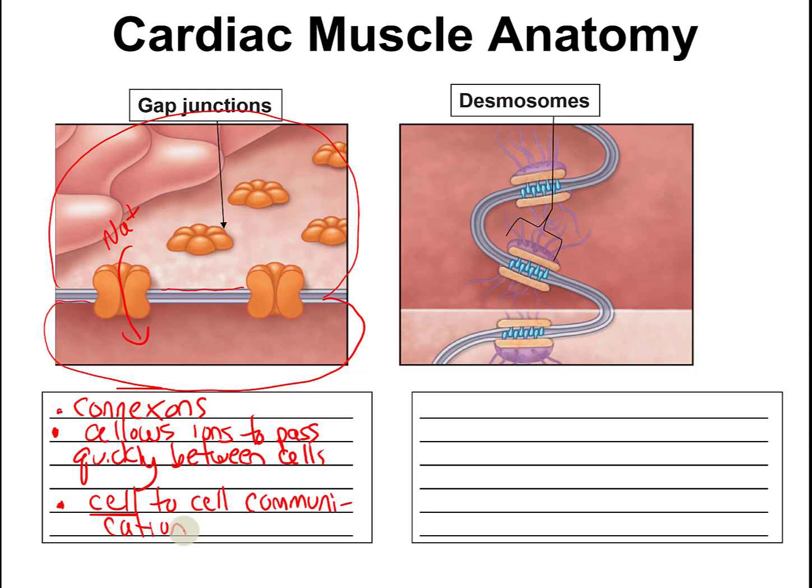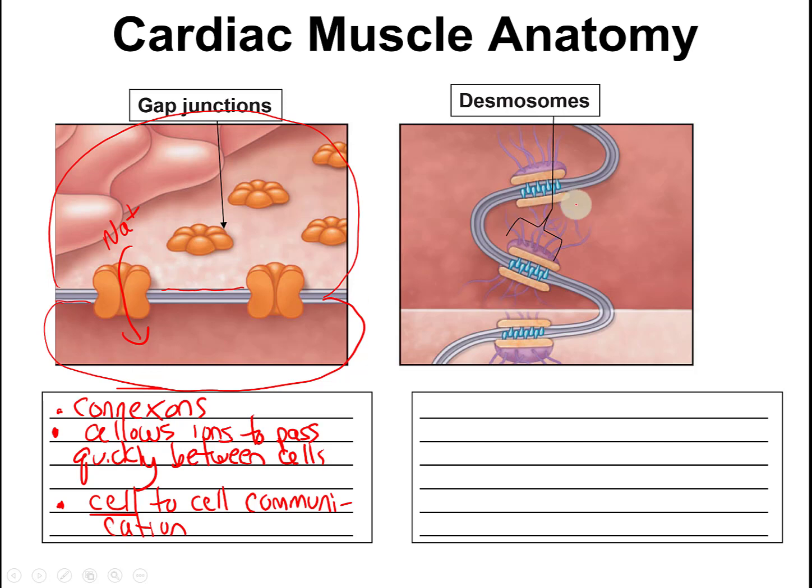Think about the atria. Both atria have to contract at about the same time in order to pump the blood to the ventricles at the same time. That means that every single cardiac muscle cell has to contract pretty much at the same time in both atria. And they do that by getting the message through the gap junctions. Okay, so quick cell communication.